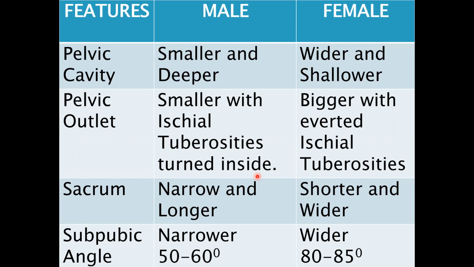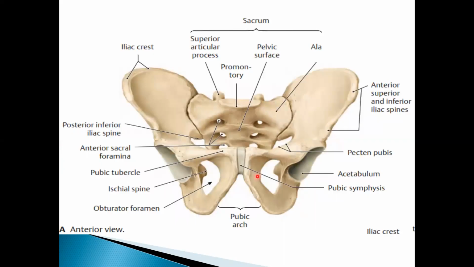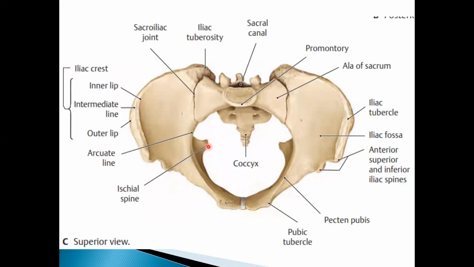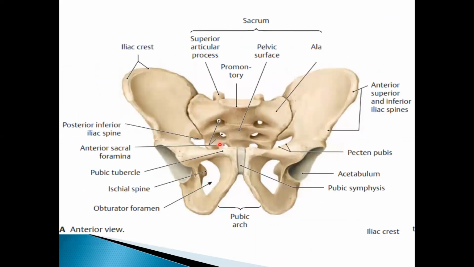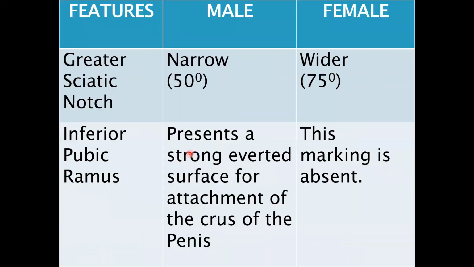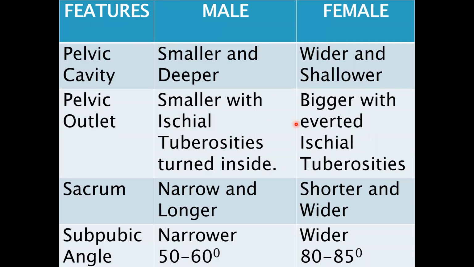The pelvic outlet is smaller with ischial tuberosities turned inside. Here when we see the superior view, here is the ischial tuberosity. This ischial tuberosity is more projected inwards in males while they are more projected outwards in females. The ischial tuberosities are more on the outer side in females and in males more on the inner side. The pelvic outlet is smaller with ischial tuberosities turned inside.